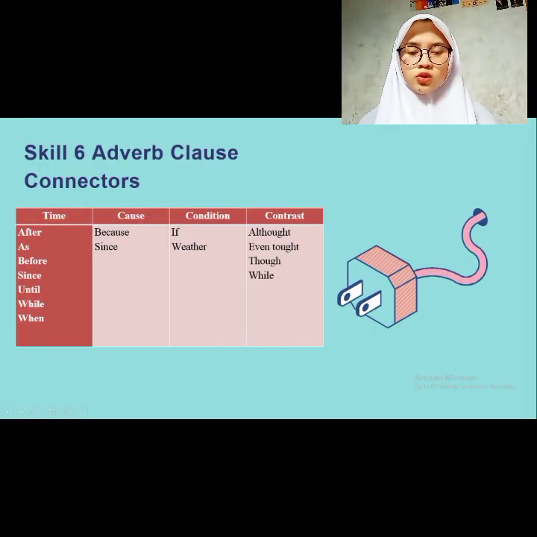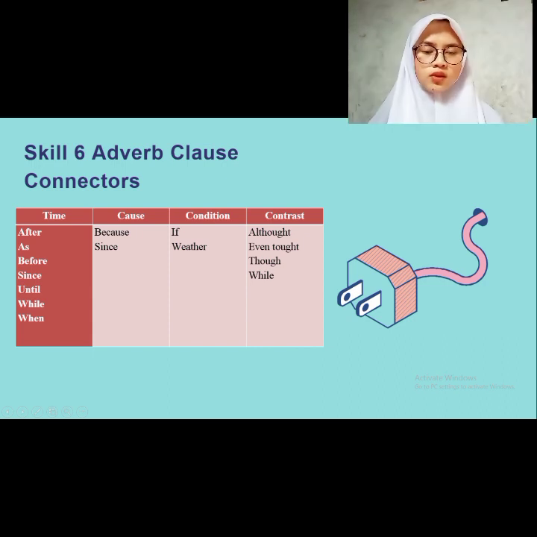Finally, I will be looking at Skill 6 about adverb clause connectors. Adverb clauses serve to explain a verb, an adjective, or an adverb, and are usually combined with a connector. Let's look at the table.